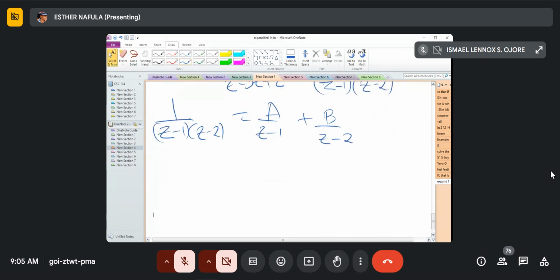Multiply through by the LCM. On the left, we have 1. On the right, we have a into z minus 2 plus b into z minus 1. We need to determine the values of a and b. Maybe you guys can do this and tell me in 2 minutes. I need the values of the constants a and b.